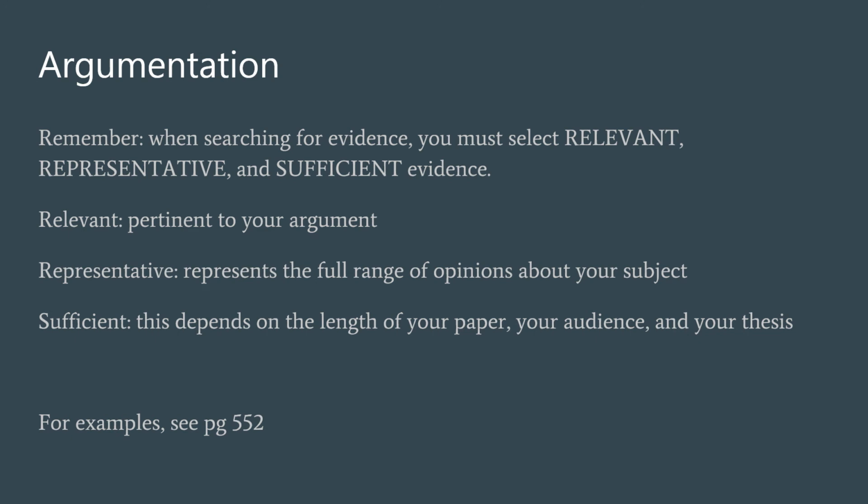Let's say you're arguing gun control. That is a very big thesis. You need a lot of evidence. But if you're arguing something specific, if you're arguing in favor or against the rights of gun control for people who have been convicted of spousal abuse, well, that's a whole different thing. You can choose your thesis to reflect the length of your paper, your audience, and how much evidence you need for that audience. If you want some examples on this, there is some stuff on page 552 of your textbook, and it is very useful stuff.